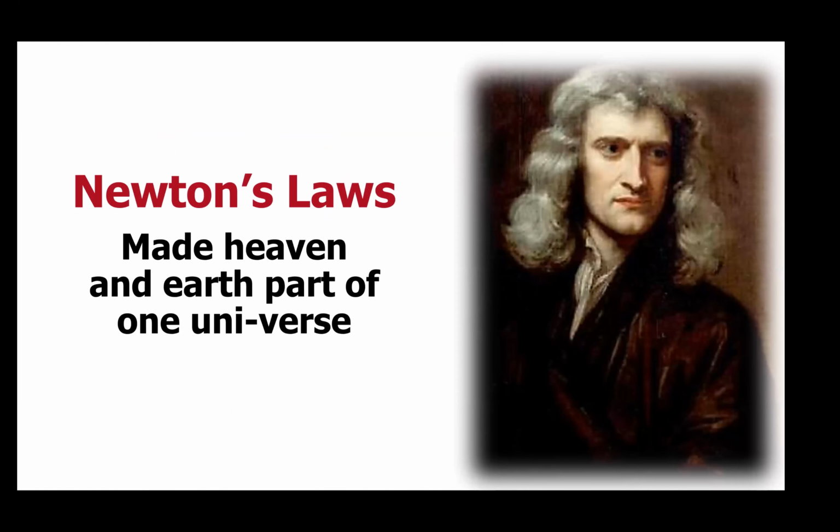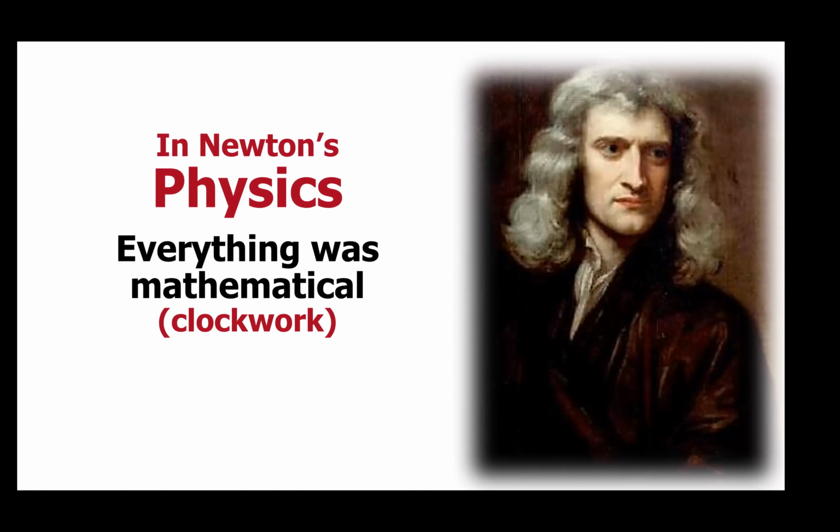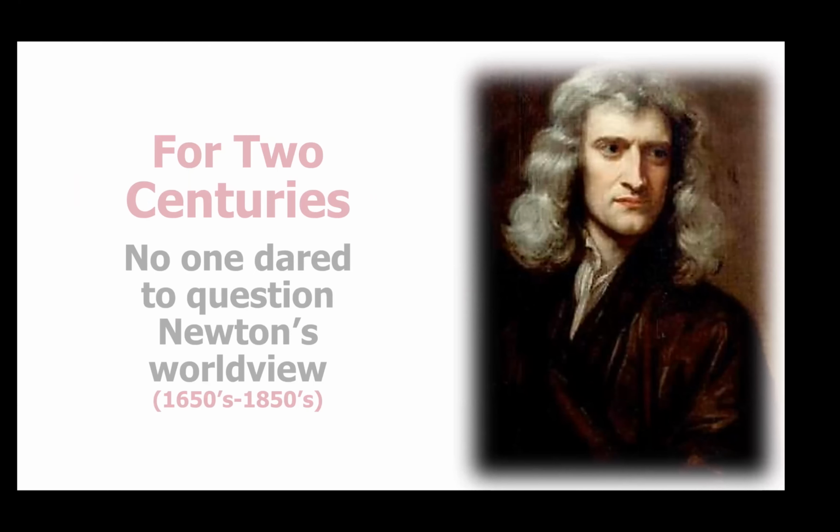Newton's laws made heaven and earth part of the same universe. And the word universe comes out of this. For the first time, we have one set of explanations for everything. However small, however large, the laws of motion, the law of gravity operates the same, without difference, everywhere. In Newton's physics, everything was mathematical. This is where we get the idea of the clockwork universe of the 1700s.